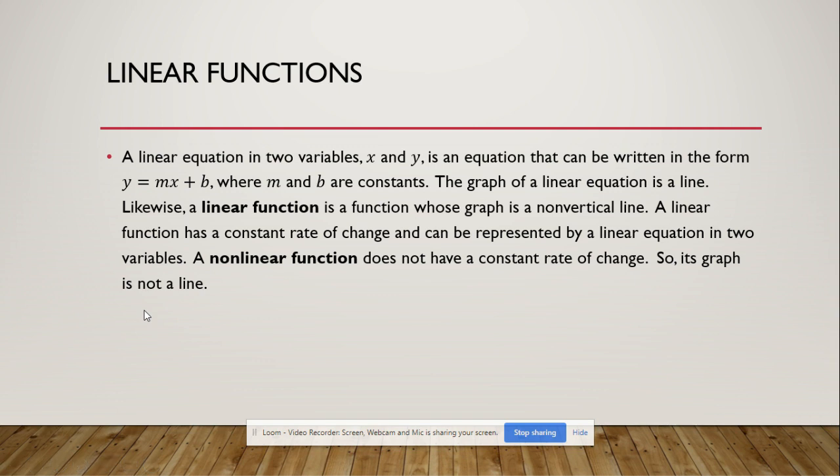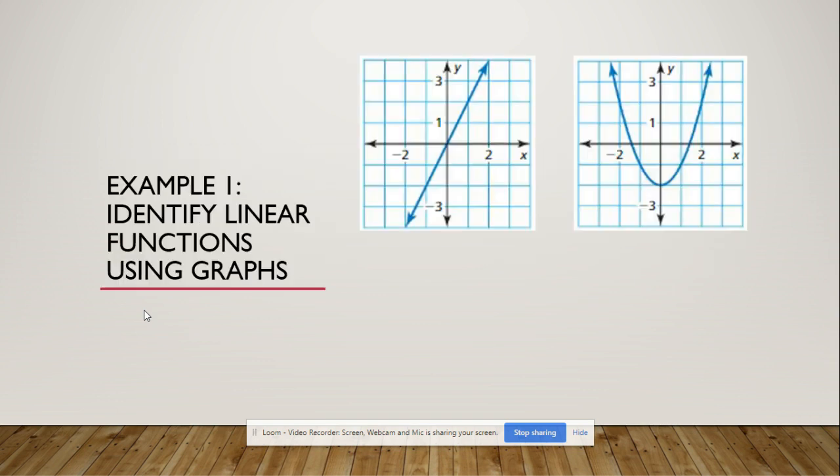If you imagine a line in your head, that line has a certain steepness. It might be very steep, meaning it's going upwards very quickly. It might be not as steep, so it's not rising as quickly. That steepness that the line has, that's the rate of change. Okay. All right, so we're going to identify if these are linear functions or not linear functions.